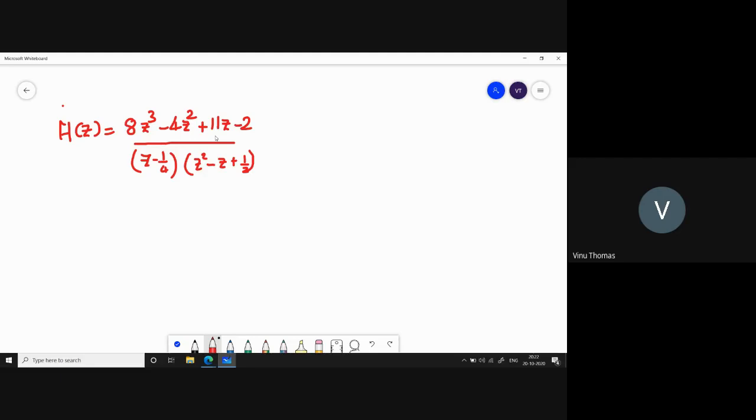Now you are asked to implement this filter in direct form 1 and direct form 2 structures. How will you implement this in direct form 1 and direct form 2? Now, first of all, is this in a form that is familiar to you? Is this of the form that we have been discussing so far?